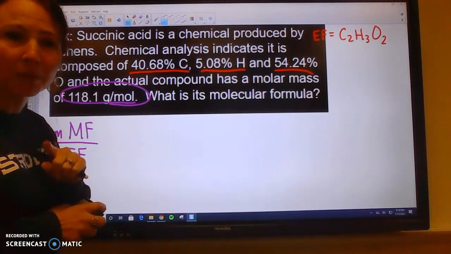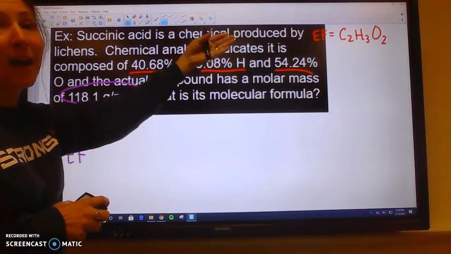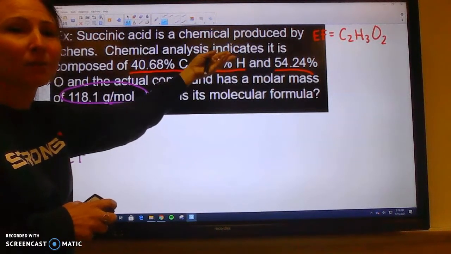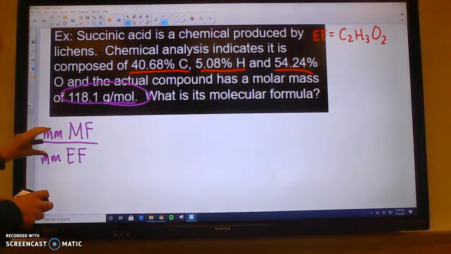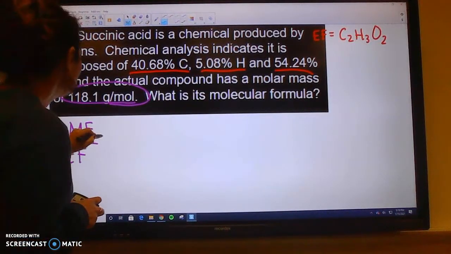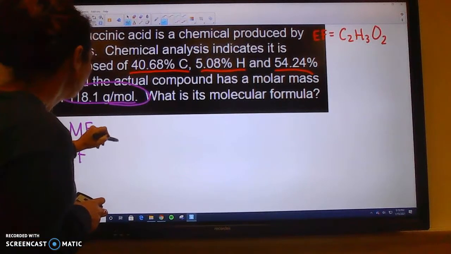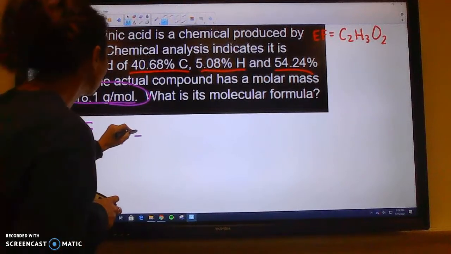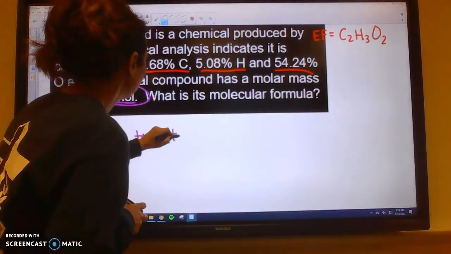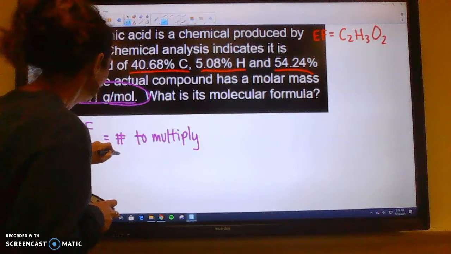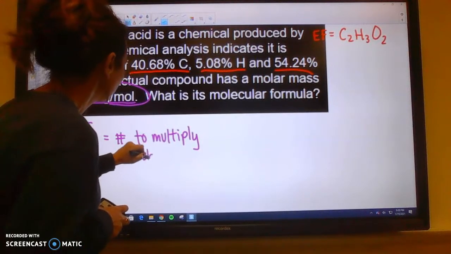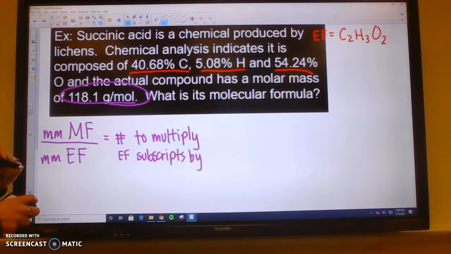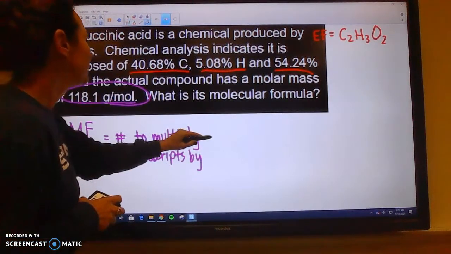Now, if it doesn't give you a whole number, you made a mistake. You have to go back and try to figure out what you did wrong with the empirical formula. Maybe you just found the molar mass wrong. Maybe it was that simple. But the ratio of these two should give you a whole number. So this number is what you multiply your subscripts by. So this is the number to multiply the empirical formula subscripts by.